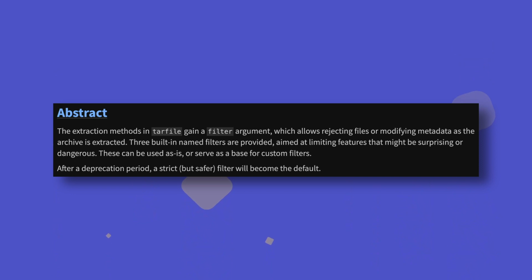The tarfile module is also getting some love, with updates coming to the extract and extractall methods in particular. Specifically, a new filter keyword argument is being added to both, which allows for the rejection of files or metadata modifications during the extraction process. This is likely a response to the bug Trellix found a few months ago, which I made a video on by the way, that allowed just that.